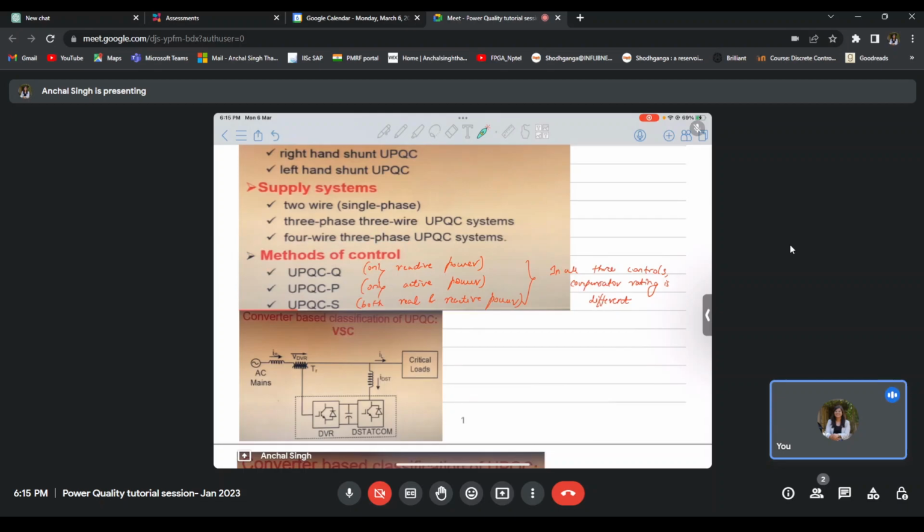And when we are controlling it, we could either control it in the mode called UPQC-Q, where only reactive power is controlled, or UPQC-P, where only active power is controlled, or UPQC-S, where both active and reactive power components are being controlled. So based on which type of mode we are operating, the rating of our UPQC compensator will change because its operation is changing. And based on these operations, the rating will also vary.